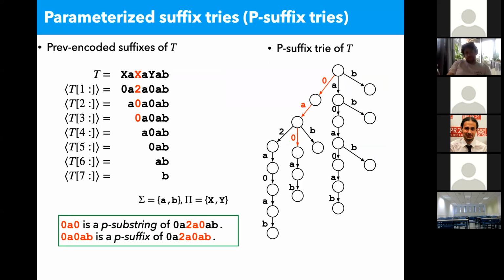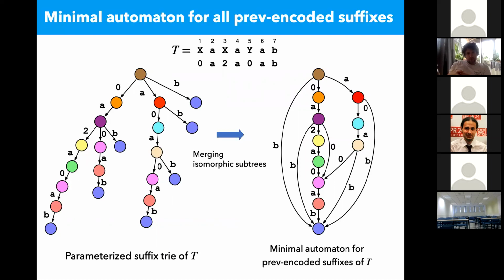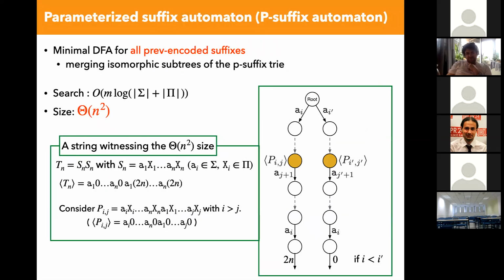Simply, well, the P-suffix trie is a trie representing all P-suffixes of a text. So this is an example, and you find 0 is 0 here. Well, then, like the standard DAWG case, let's merge isomorphic subtrees of the suffix trie for this text. Okay, so then we get this structure, namely the minimal trimmed DFA for the P-suffixes. This might look more compact than this guy, but actually not, because the size of the automaton is not linearly bounded. They are not necessarily more compact than suffix tries.